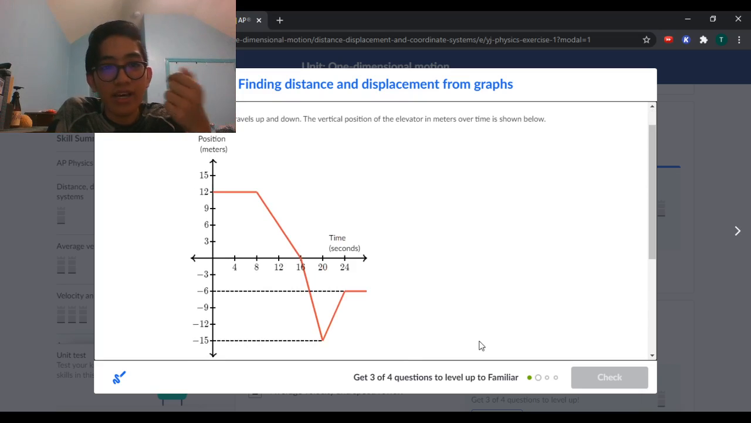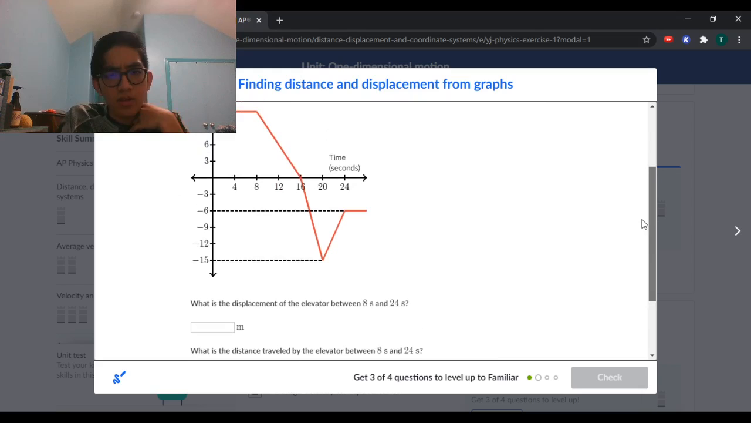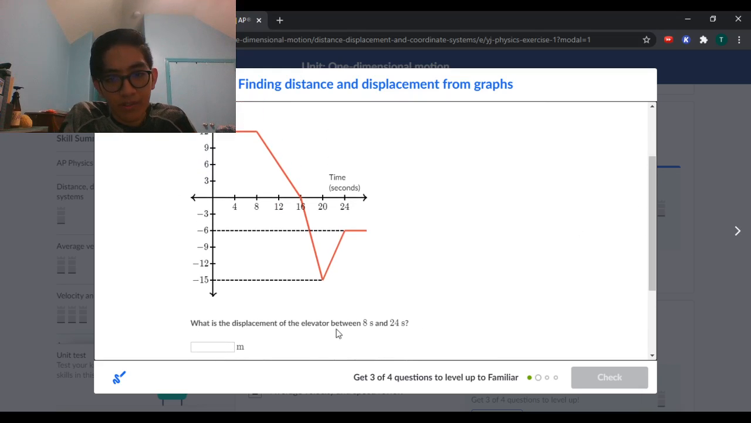Okay. So again, we have an elevator traveling up and down. This is the position versus time graph for the elevator, right? What is the displacement of the elevator between 8 and 24? Again, same concept. At 24, what position did we arrive at? -6, I believe. What about 8? Well, at 8 we have 12. So we started at 12 and we end up at -6. So -6 minus 12 is -18, right?